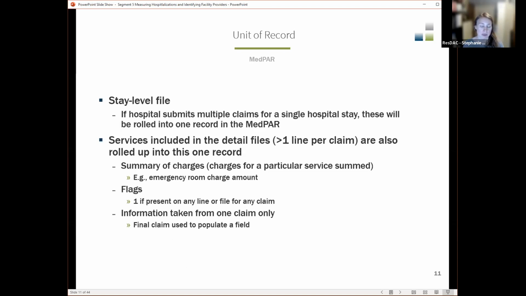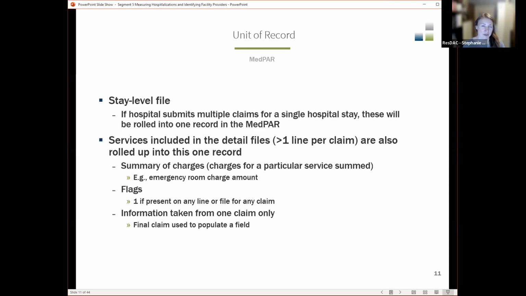Sometimes this happens if the stay crosses the hospital's fiscal year. So they close out the claim at the end of their fiscal year and then open a new one at the beginning of the next one. Or if it's a very long stay, the hospital might send an interim bill and then send a final bill later. So even within fee-for-service files, you might find more than one claim associated with a stay. For the MedPAR, they've done all the work for you. They've rolled them up to a stay level file.